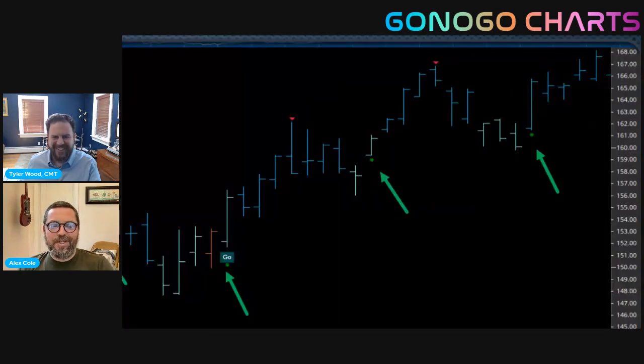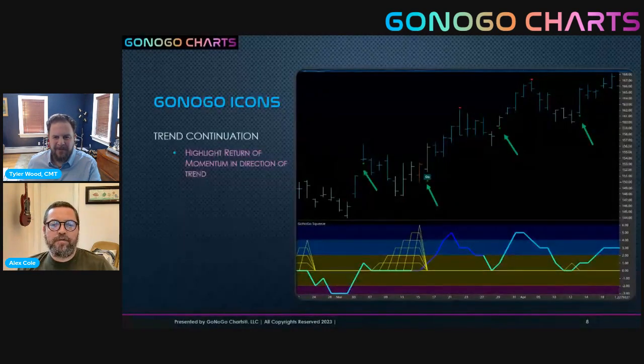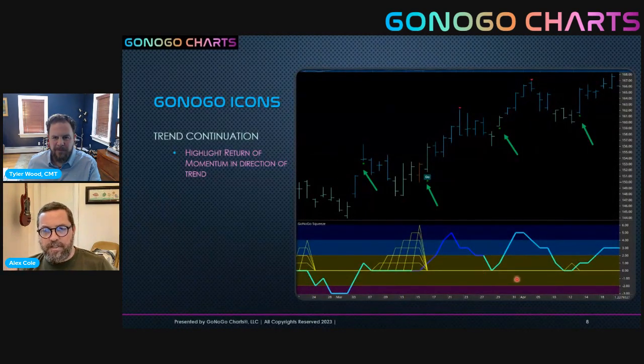We're looking for that situation where momentum has surged, it's come back down to the glove or to the zero line in our case, and it has found support. So when the oscillator finds support at the zero line, we're going to highlight that with that icon on the chart, telling us that we can be fairly confident momentum is resurgent in the direction of the underlying trend, which of course in this case is a Go trend.